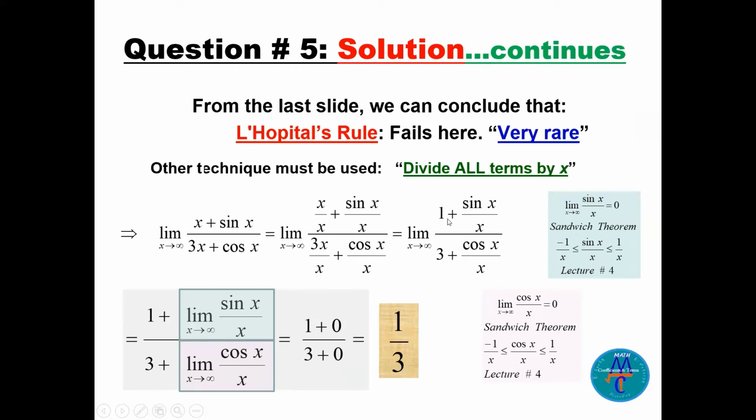So this is 1 plus sine of x over x, and as x goes to infinity this will be 0 by the sandwich theorem or squeeze theorem, because sine of x is between minus 1 and 1, divided by x, the limit will be 0. This is lecture number 4. The same thing for the limit of cosine of x over x as x goes to infinity will also be 0. So this limit is 0, this limit is 0, and this is 1 divided by 3, and the whole limit is 1/3.